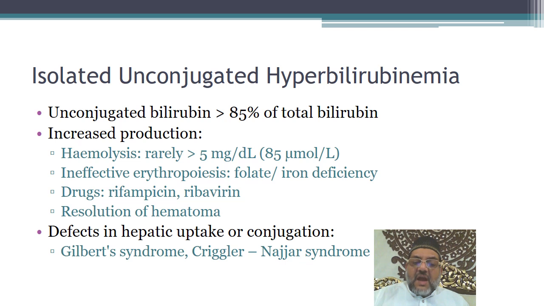Defect in hepatic uptake or conjugation is usually seen in adolescents. This is Gilbert syndrome and Crigler-Najjar syndrome type 1 and type 2.